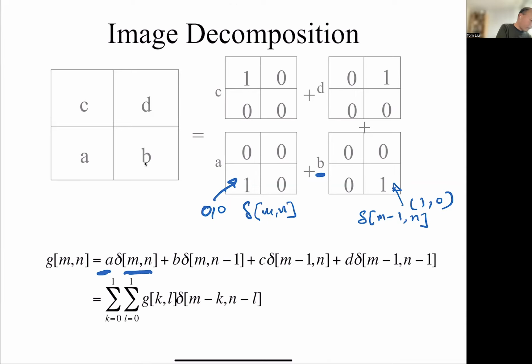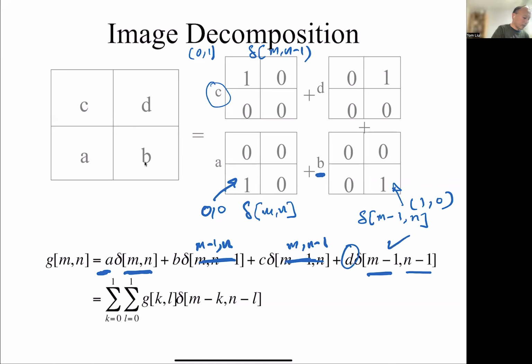Okay, it looks like I got an error here. Because we're doing m and n, this actually should be m minus 1, n. Let's see if I made mistakes on this one. So this is C, times this delta function, which has a value at 0, 1. So this should be the Kronecker delta, delta m, n minus 1. So this is wrong, it's n minus 1. And this is fine because it's shifted both ways, so m minus 1, n minus 1, it's multiplied by D, so that's correct.